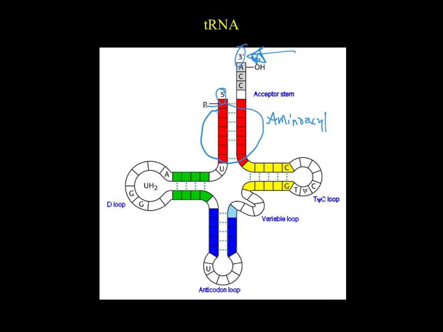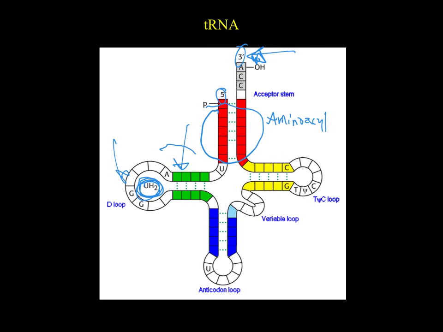All right, this one right here is called the D loop, and this is called the D stem. The D stands for the fact that they have to have a modified U here. It's a dihydrouracil, so it's a modified U in that loop. The letters that they have left there are ones that are highly conserved throughout all species and all tRNAs.